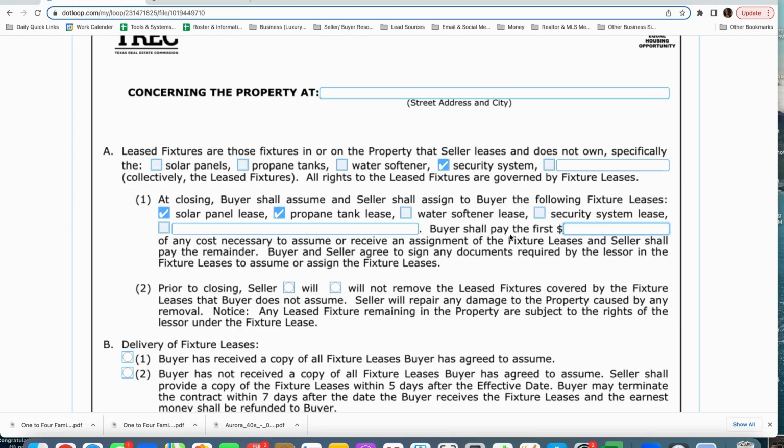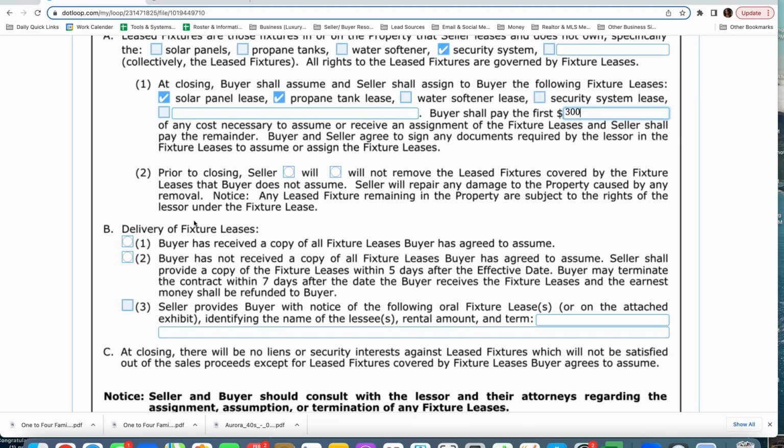So let's keep going. Buyer shall pay the first, let's say $300, if you found out it was a $300 transfer fee, of any cost associated to assume or receive the assignment of the fixture lease, and seller shall pay the remaining costs. Buyer and seller agree to sign any documents required by the leaser in the fixture lease to assume or assign the fixture lease over to the new owner.